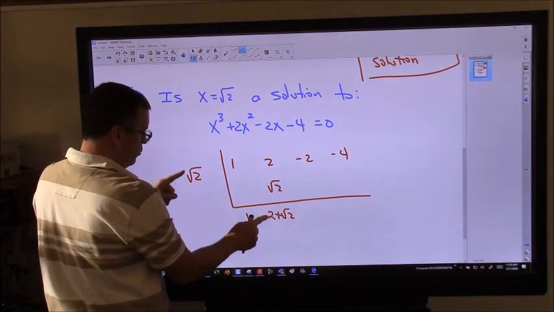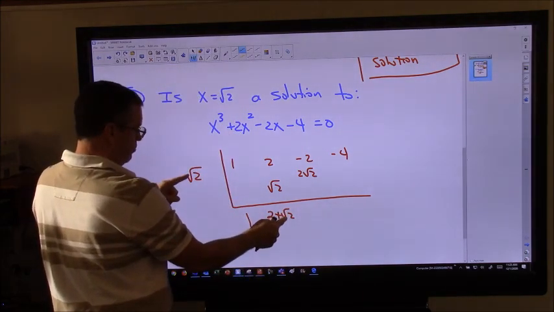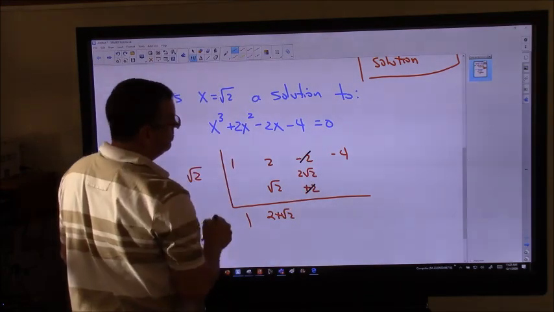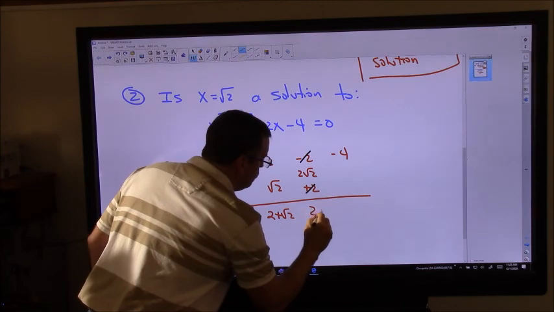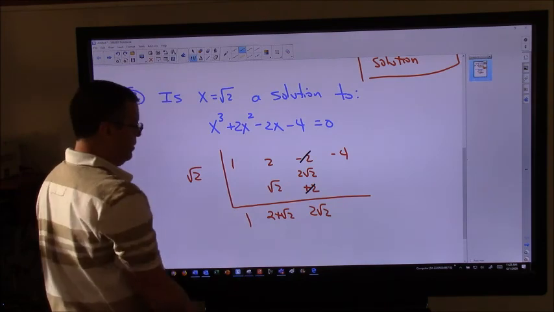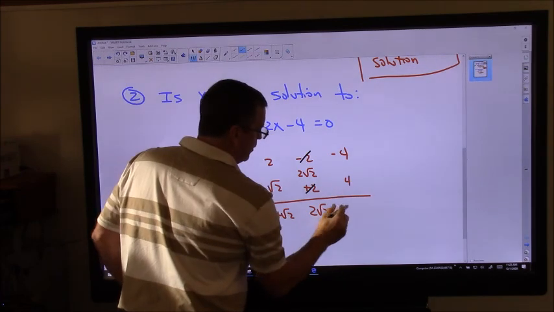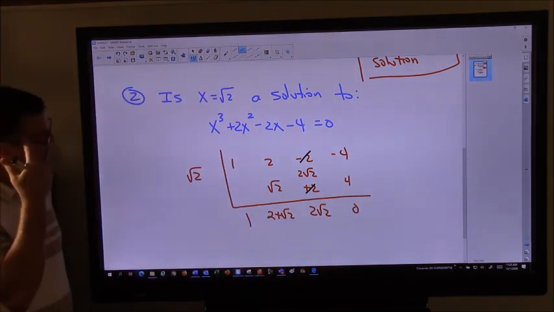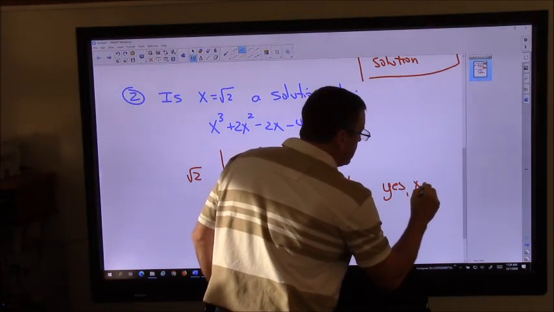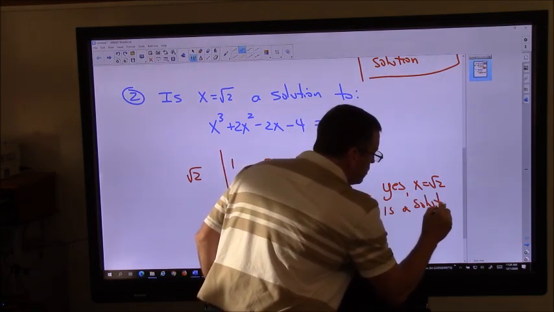So I'm going to get 2√2, and then plus 2. So these two add up to 0. And that means all I'm left with is 2√2. So now I'm going to take √2 times this and add to -4. So √2 times √2 would be 2. Times 2 more, that would be 4. And those add up to 0. So yes, again, this is a solution. So yes, x equals √2 is a solution.